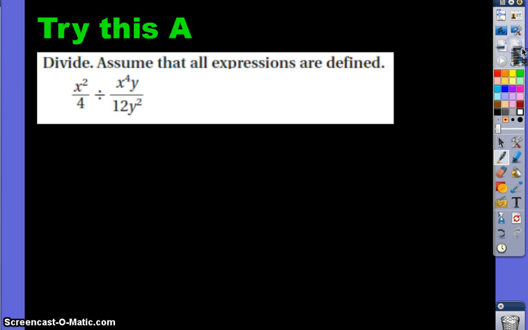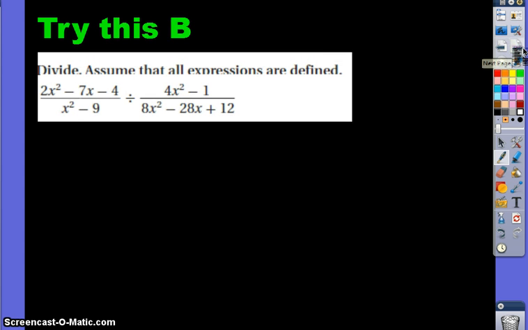All right, so why don't you guys try this one and try this one.